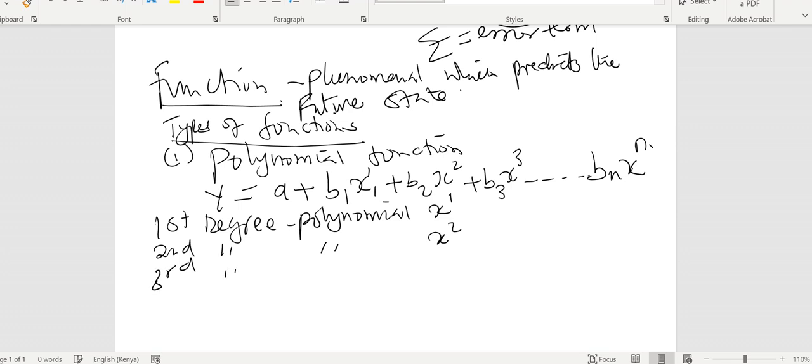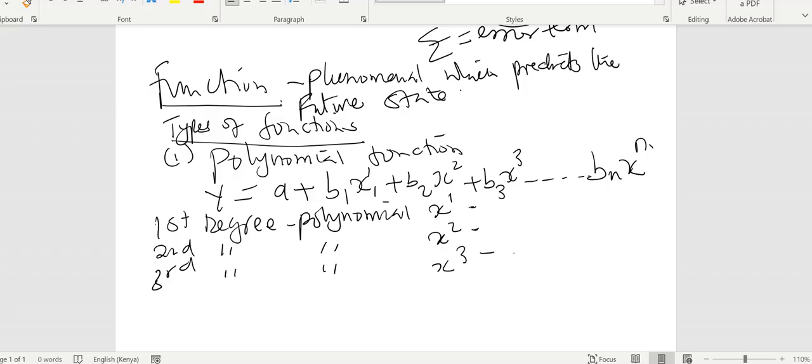Third degree polynomial function is this one, the x cubed, like that. So the cubic here is the third degree, the square here is the second degree, then the x raised to power 1 becomes the first degree polynomial function. Okay.